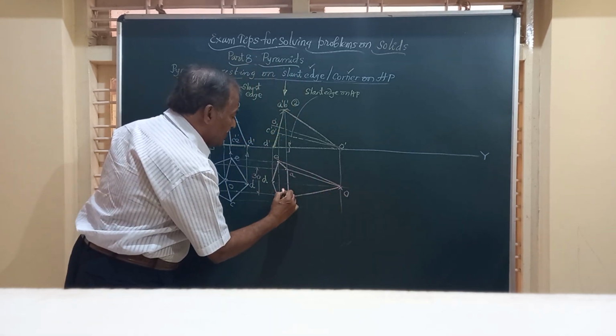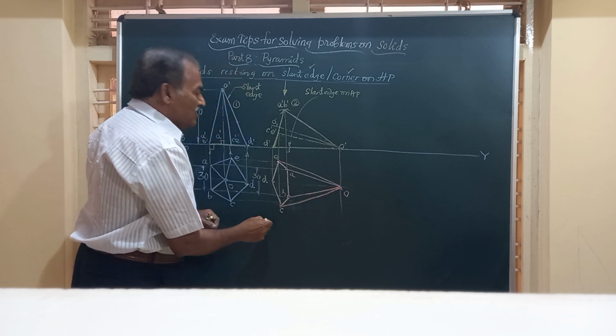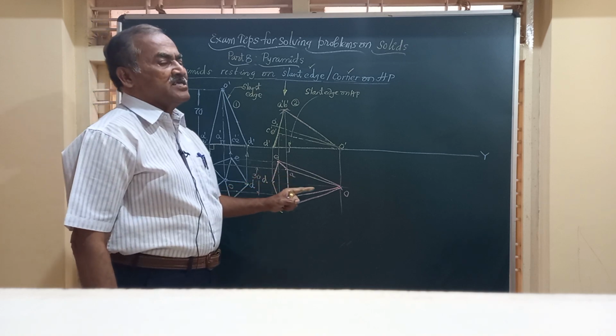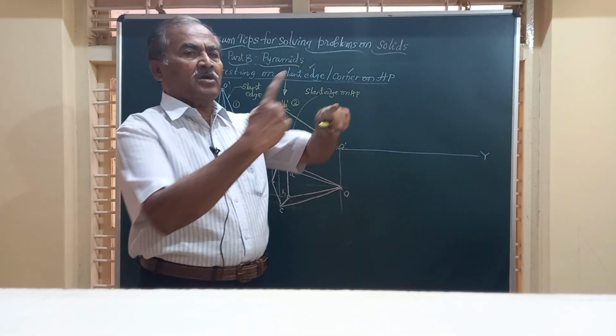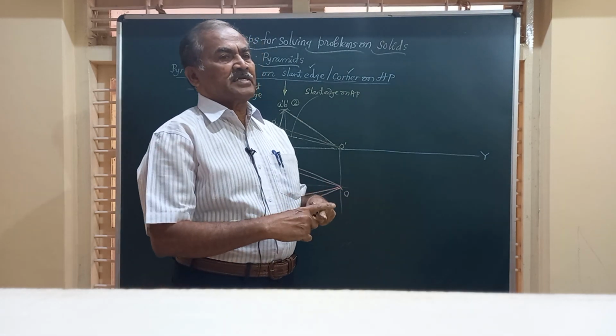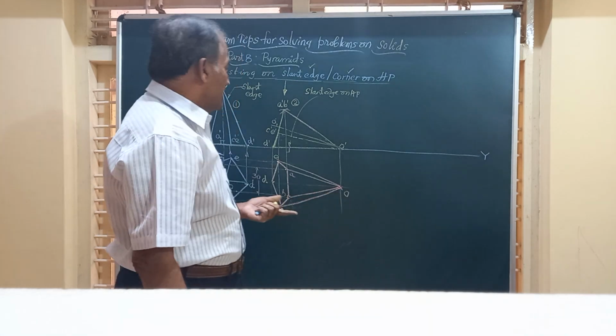Likewise, we are going to join this O to C. Friends, you have joined O to A, O to B, O to C. All these edges are visible because they are not intersecting with any other edge. If they were intersecting, then you would have drawn one of them by full line, the other by dotted line.